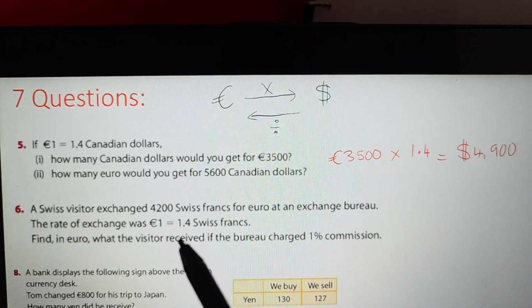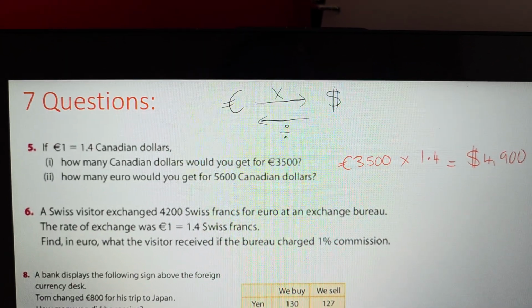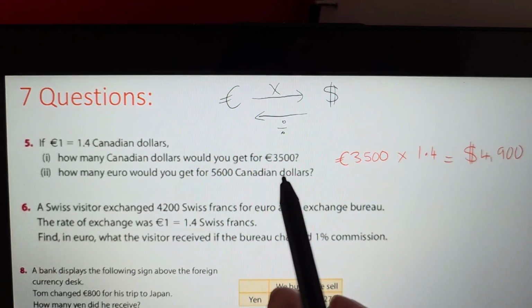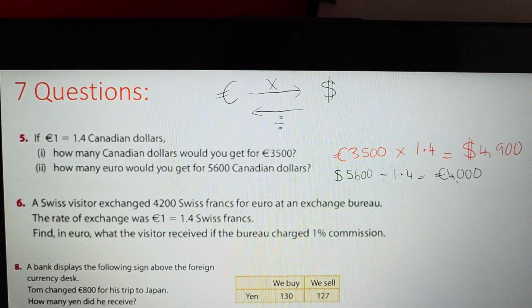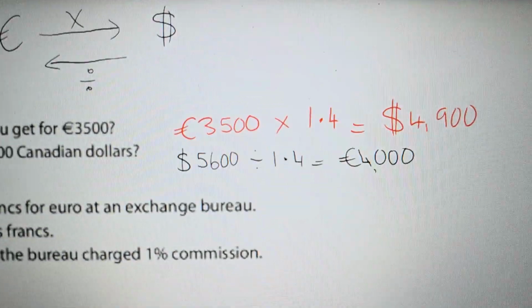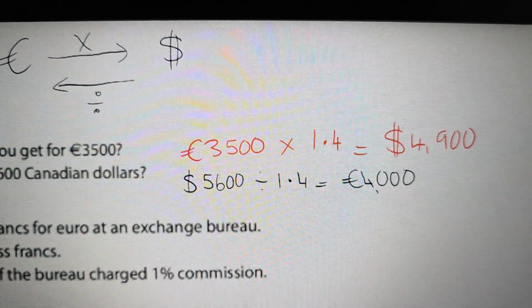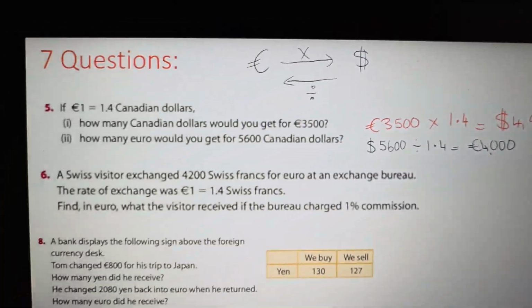Part 2, how many euro would you get for $5,600? So now it's dollars back into euro, which means we are dividing by the exchange rate. And that will give me €4,000. So that was question 5.